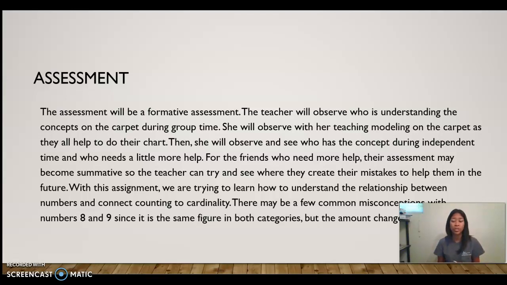With this assignment, we're trying to learn how to understand the relationship between numbers and counting. So there may be a few misconceptions with numbers 8 and 9, because both of them are lumberjacks, but one of them obviously gains another lumberjack because they decided to stick around because they weren't scared off that easily.